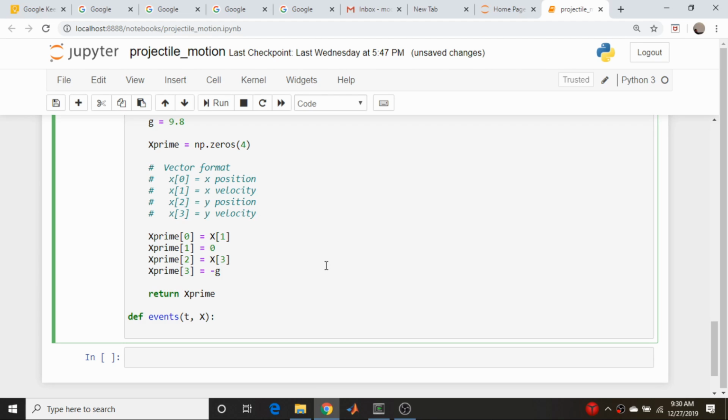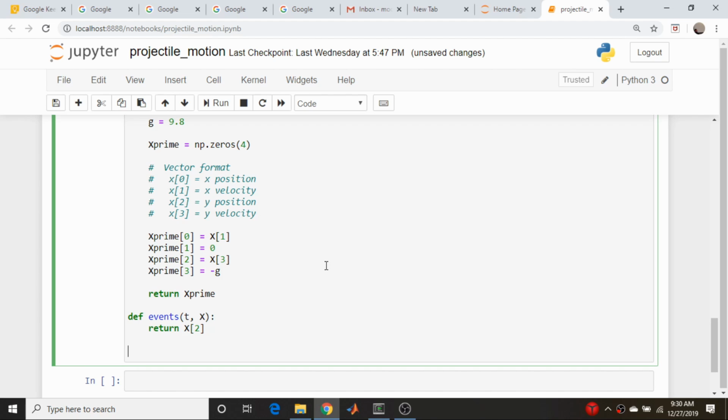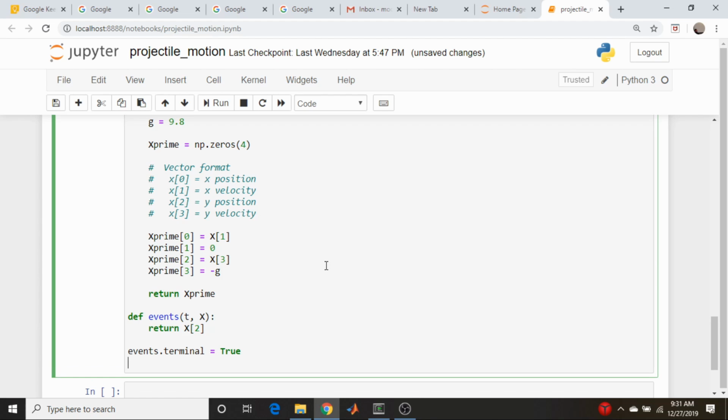So y is our x2 variable, so we're just going to return x2. That should be that. And then we have to make this cut off the integration, so we're going to say events.terminal is equal to true. And we can also do events.direction just to make this a little more general.